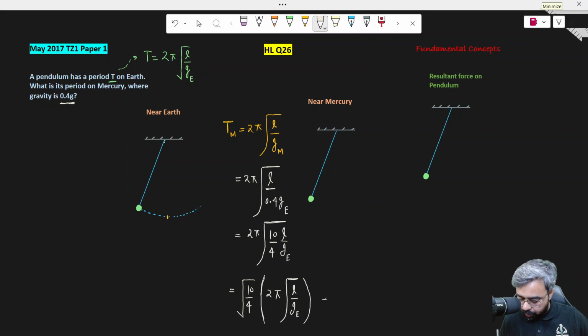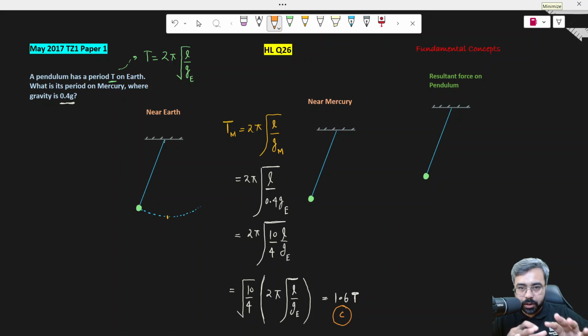So this square root of 10 over 4 is telling us that the time period of the simple pendulum on Mercury is obviously more. So it means that this pendulum will get slow. The exact answer is 1.58, which we can round off to 1.6 T, and that's why the right answer for this question is option C, which is 1.6 times T.